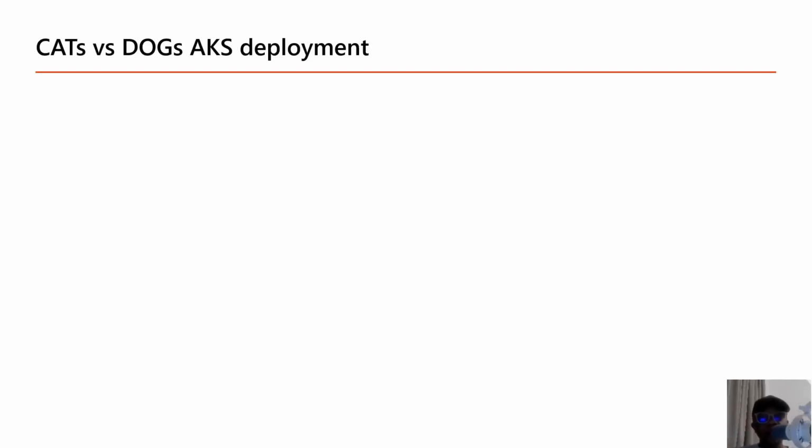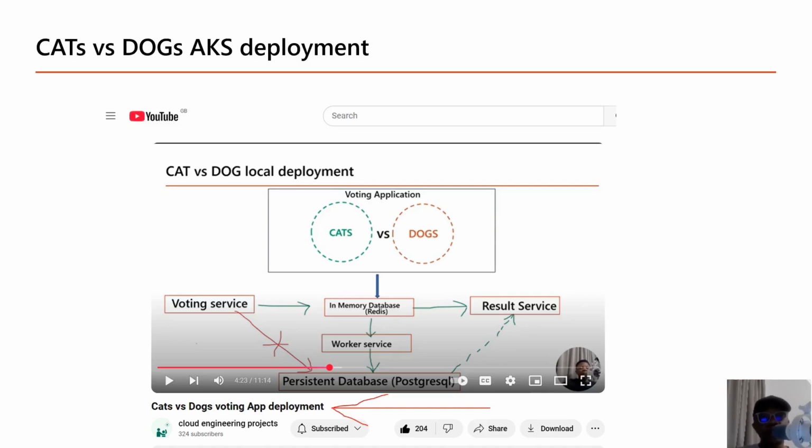In today's episode of Cloud Engineering Project, I will be deploying the voting application into Azure Kubernetes Service. I have already made a video where I explained the overall architecture of the voting application. So if you have not seen that video, you can catch up with it to have a full understanding of the architecture of the voting application. So today, the focus is to deploy the application into AKS. So let's quickly get started.